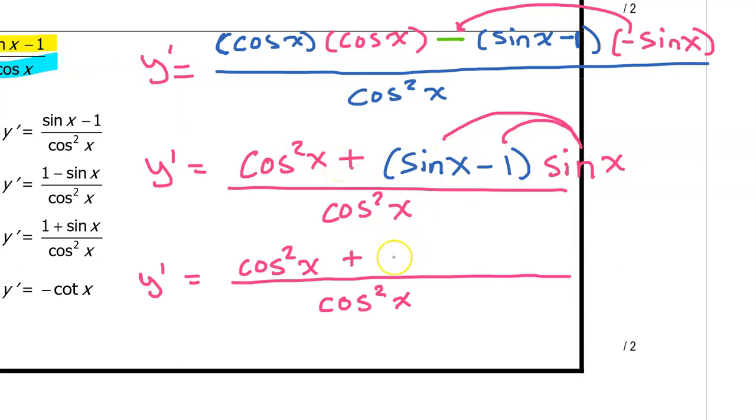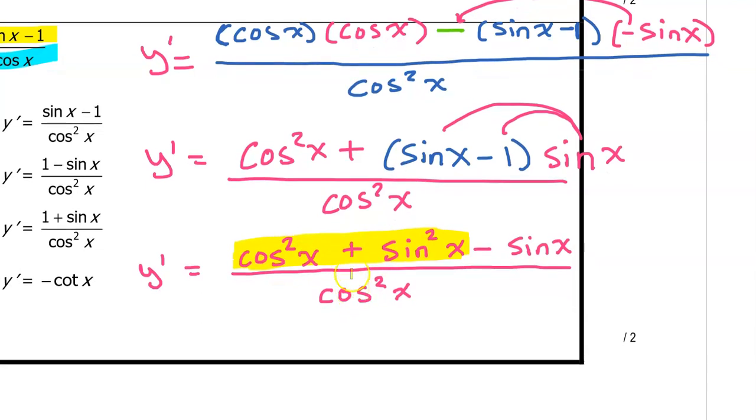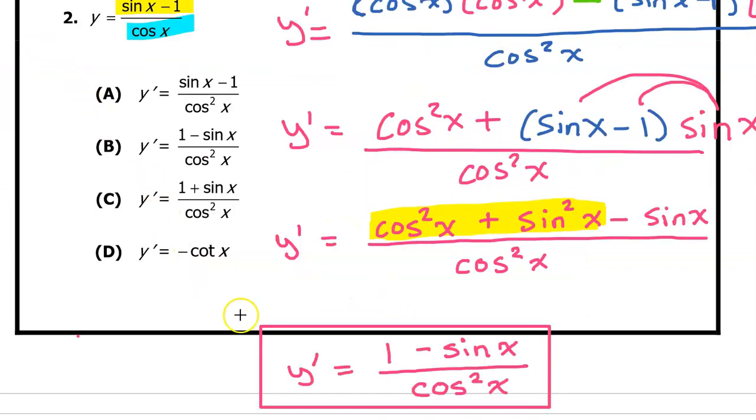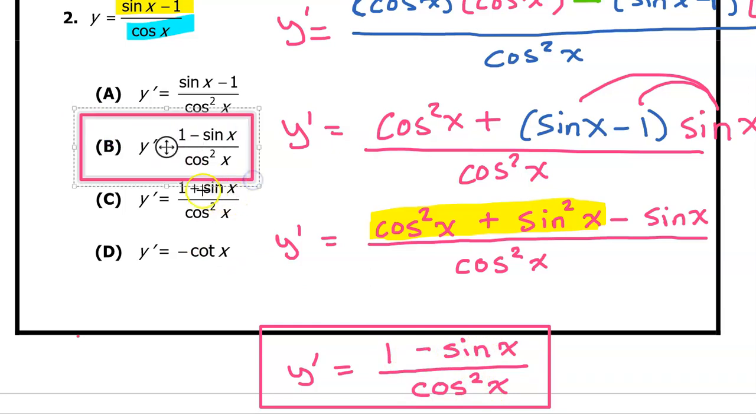So sine x times sine x will give me sine squared x minus, and then of course sine times 1 is just sine x. But right now your identity alarm is going off because you see the most famous identity, the Pythagorean identity. Cosine squared plus sine squared is equal to 1. So let's make that substitution. So we are left with 1 minus sine x over cosine squared x, which matches option B.